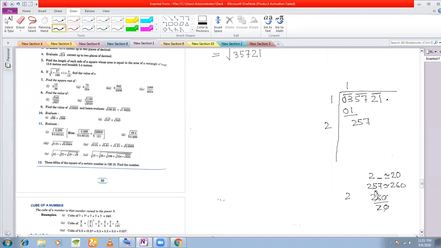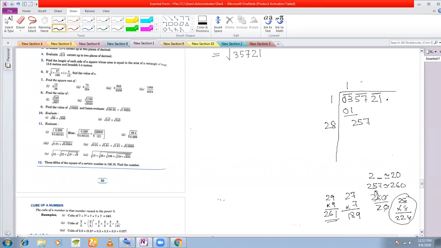So what we do is we try with 7, 8, and 9. Okay. So 27 into 7 is 189, which is less than 257. So we try with 28 into 8, 224, which is just less than 257. We try 29 into 9 also. 29 into 9, 261. So 261 is greater than 257. So we'll consider our digit as 8.